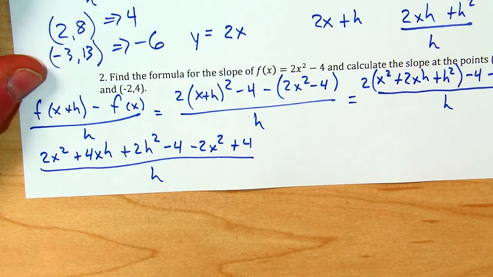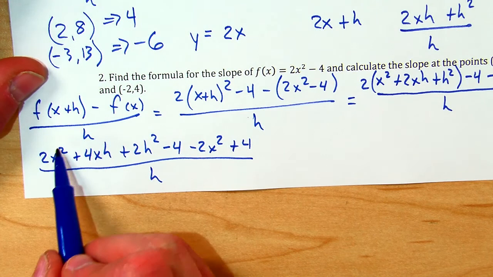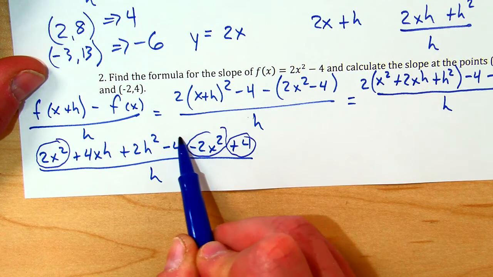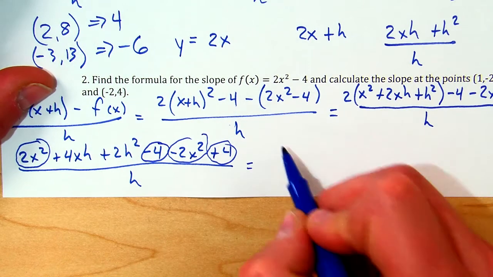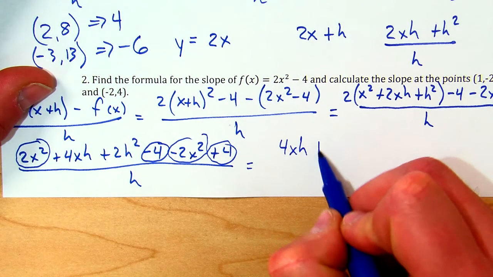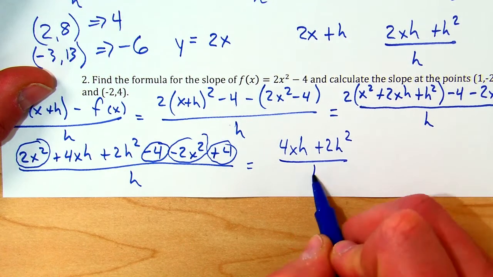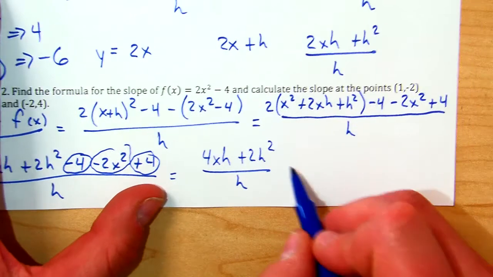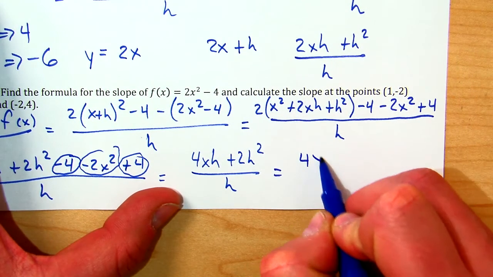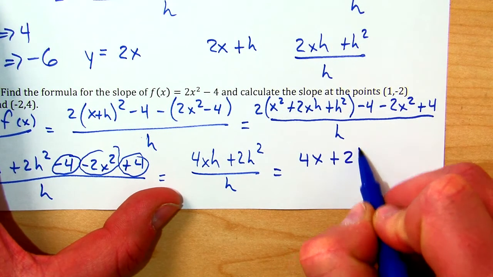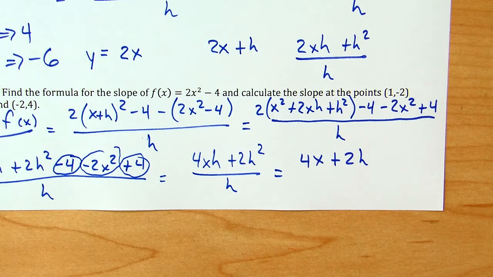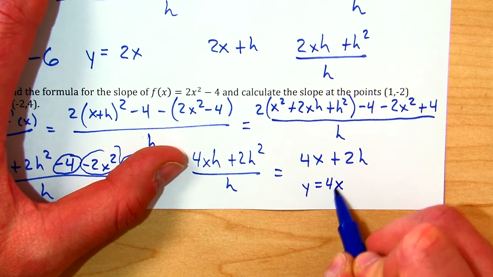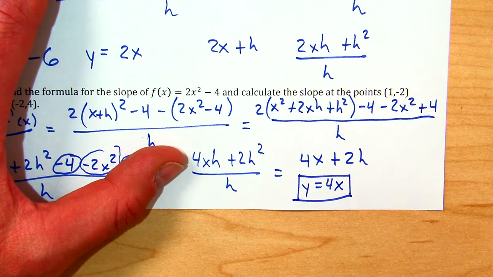Okay, let's find the terms that cancel out. I see a 2x squared right here. It should cancel out with a negative 2x squared. I see a positive 4. I see a negative 4. So what it boils down to is 4xh plus 2h squared over h. Hopefully we're getting good where we can see that an h will cancel out of each term. So what I get is 4x plus 2h. Now we're going to take the limit as h approaches 0. So this will go away, and I'll get y equals 4x. This is my slope formula. It will calculate the slope at any point.